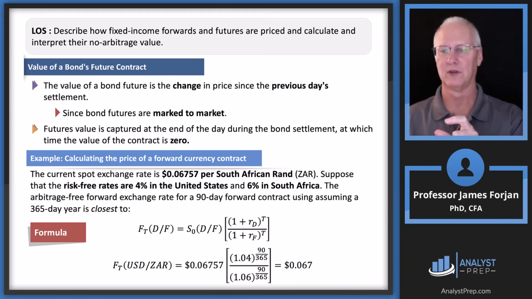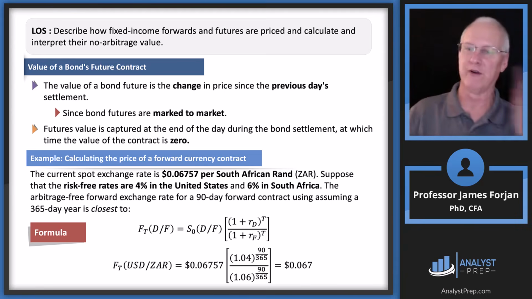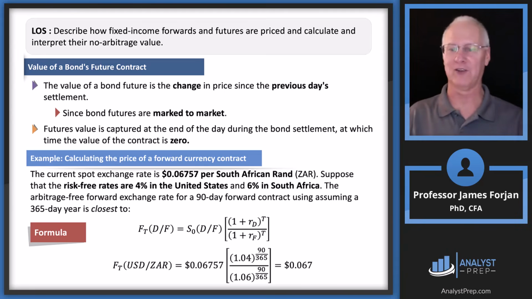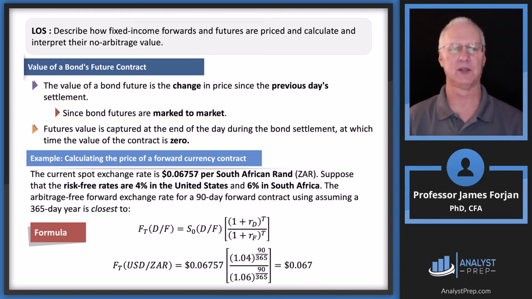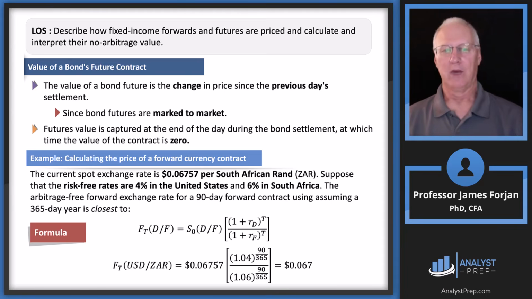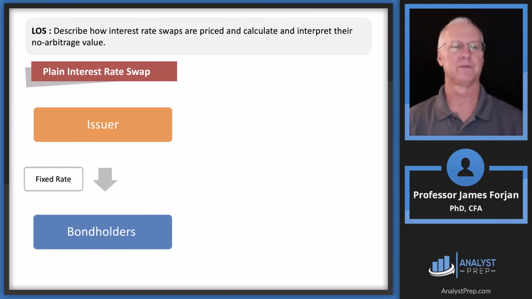We're going to put the 1 plus whatever interest rate is in the numerator on the currency over there, right? US dollars. So that's 1.04. And then 1.06 goes in the denominator. And then somewhere up there we were told it was 90 days. So there's 90 divided by the 365. And we get that forward currency contract price of 0.067, and that's in terms of dollars.